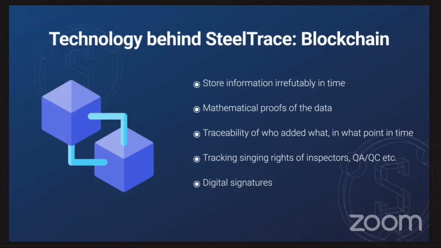There's a couple of added advantages to this system over the traditional PDF signature. With SteelTrace, everything is stored in a way that it can never be changed. So when a certificate gets created, data gets added, data gets endorsed, we store mathematical proofs in a blockchain of that event. That makes it impossible to change data. And you have traceability of who added what at what point in time.